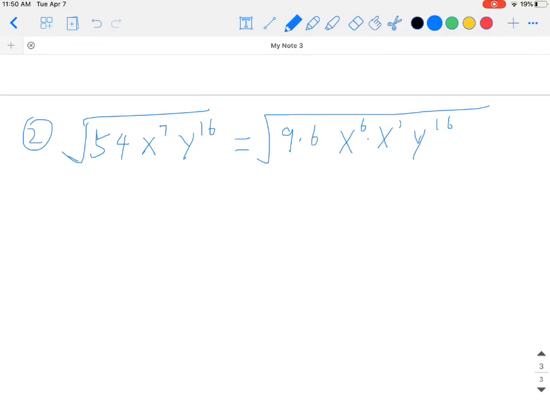Next, you have to figure out what stays inside and what comes outside. The radical of 9, we take out 3. But the radical of 6 can never simplify, so it stays inside. How about this one? X to the 6, we can take out and divide by 2, x to the 3. Wait, 6 divided by 2 gives x to the 3, and x to the 1 has to stay inside. And y to the 16, we can also take out by dividing by 2 because it's an even exponent, so it would be y to the 8. And that should be the final answer.